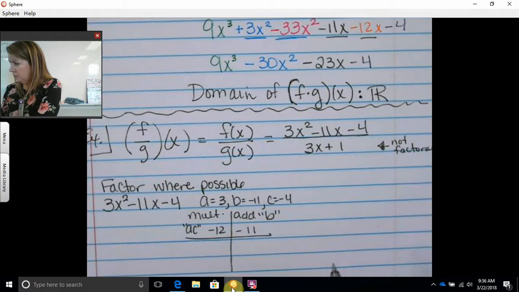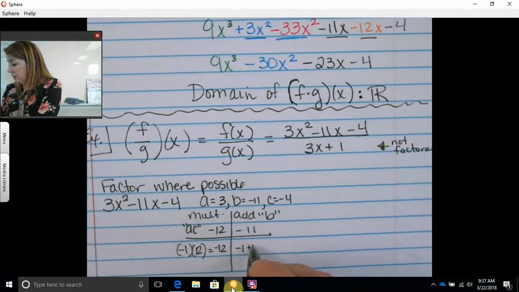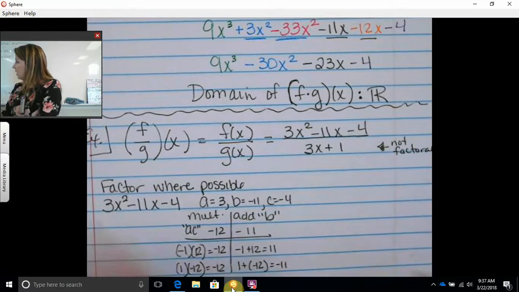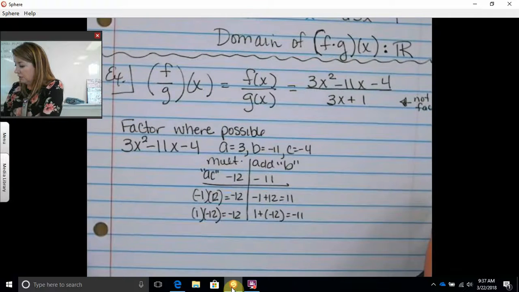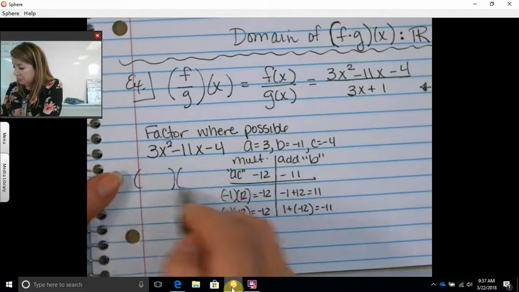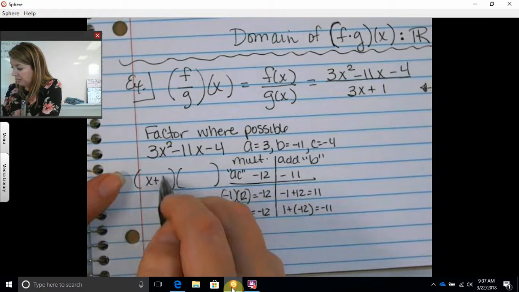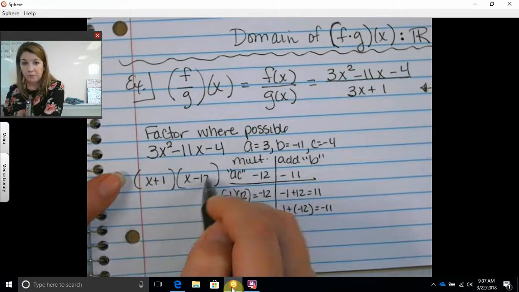-1 times +12. Let's see. -1 times 12 is -12, but -1 plus 12 is going to give me a +11. So we need a +1 and a -12. That gives me -12, and 1 plus -12 is -11. So a +1 and a -12. In my parentheses, I have x plus 1 and x minus 12.